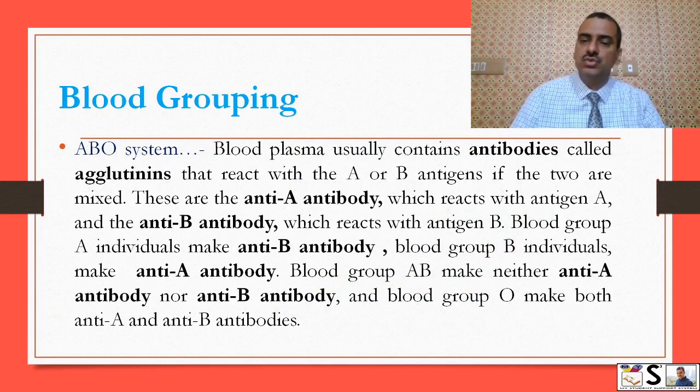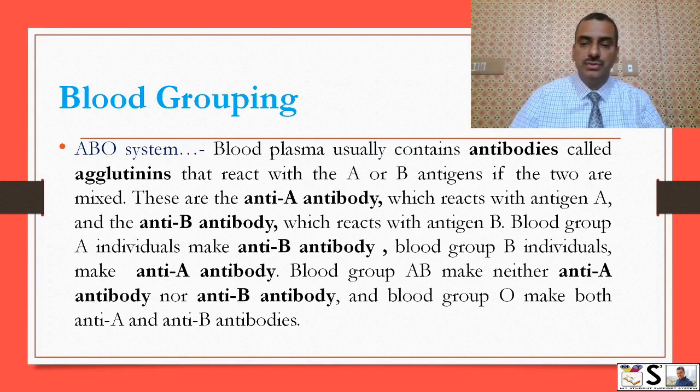Blood plasma usually contains antibodies against these antigens, known as agglutinin. They react with A or B antigen if they are mixed with each other. These are the anti-A antibody, which reacts with antigen A, and the anti-B antibody, which reacts with antigen B.